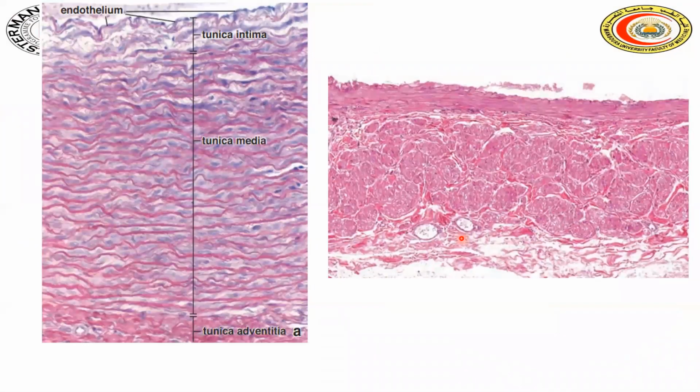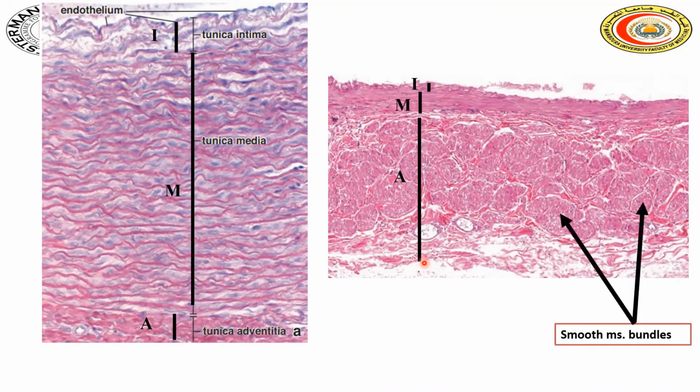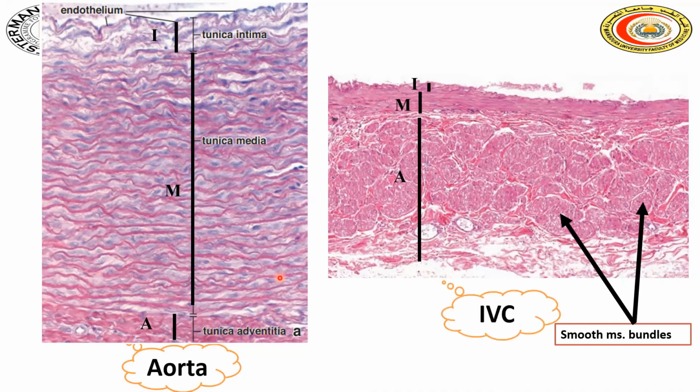Here are the two vessels under the light microscope. So here is the thickness of aorta compared with the thickness of inferior vena cava. Here are the three layers forming the wall: intima, media, and adventitia. And here are the three layers forming the wall of inferior vena cava: thin intima, thin media, and thick adventitia. Here are the bundles of smooth muscles present in the adventitia of inferior vena cava. So here is a section of aorta, and here is a section of inferior vena cava.